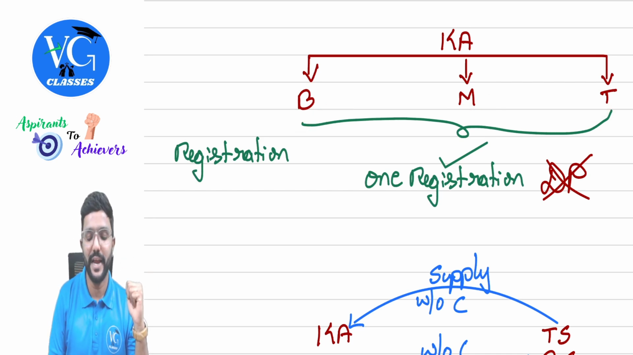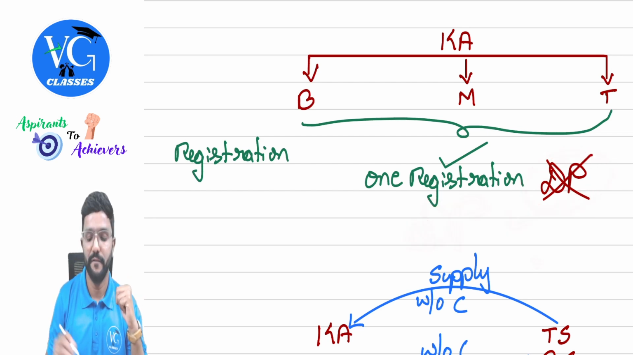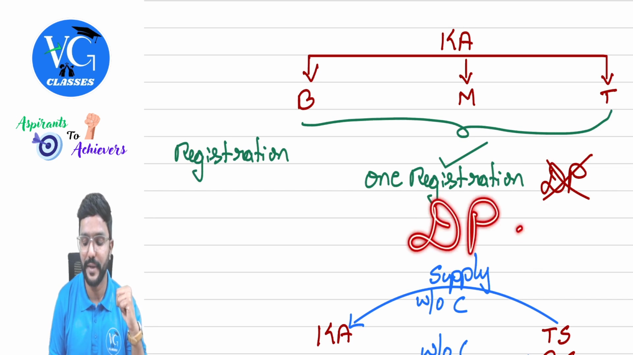If in case, assume I take a separate registration for each of these branches, in that case, do we treat it as distinct person? Yes, people. We treat it as distinct person.